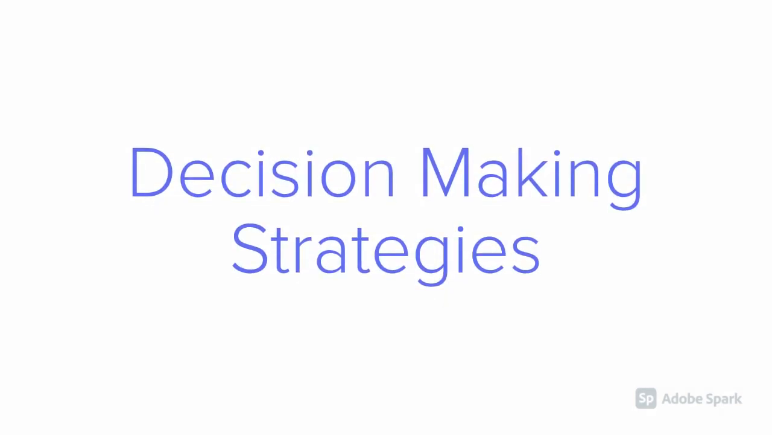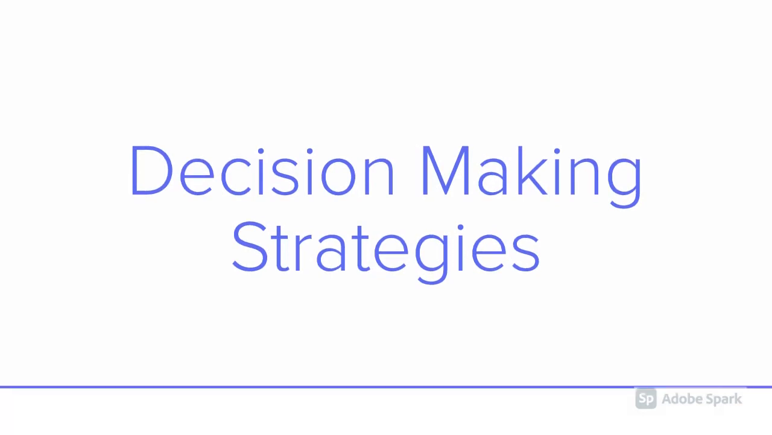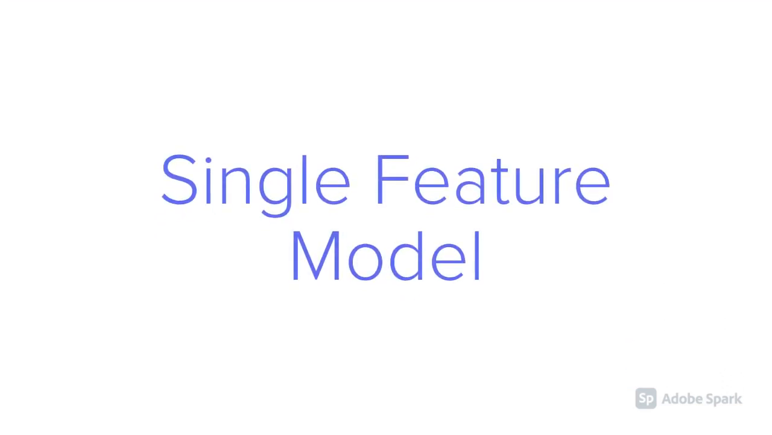Different cognitive strategies are used when making decisions, depending on the type and number of options available to us. With the single feature model, you base your decision on a single feature. When the decision is a minor one, this model can be a good decision-making strategy.